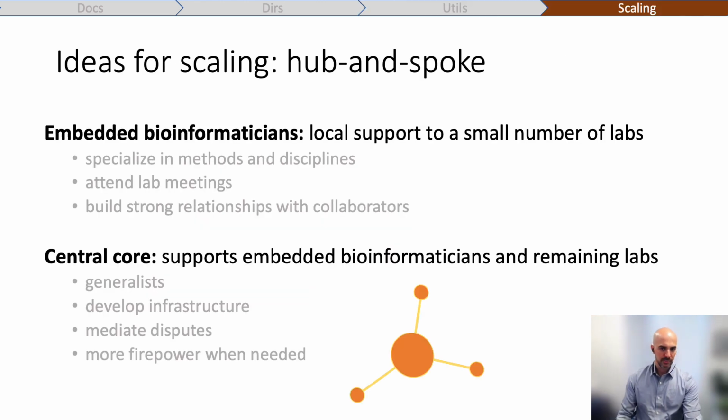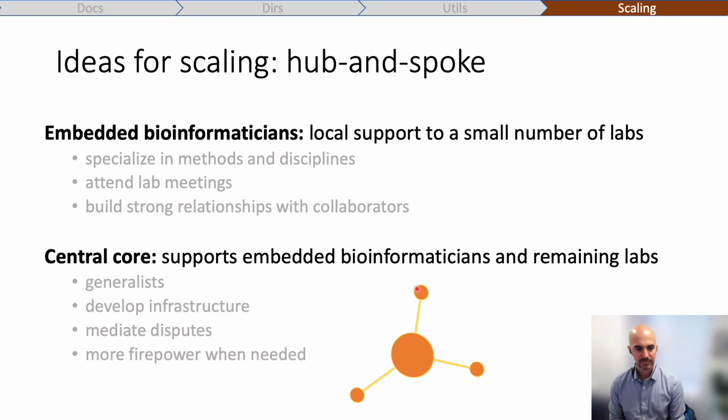So the last thing I want to talk about is scaling. How can we be more efficient in the face of increasing bioinformatics support demand without our budgets similarly increasing? One way of doing that is this hub and spoke model I've been using. The idea is that we have these embedded bioinformaticians who are providing local support to a small number of labs. They'll specialize in the methods used by those labs, they'll attend lab meetings, they'll just in general build really strong relationships.